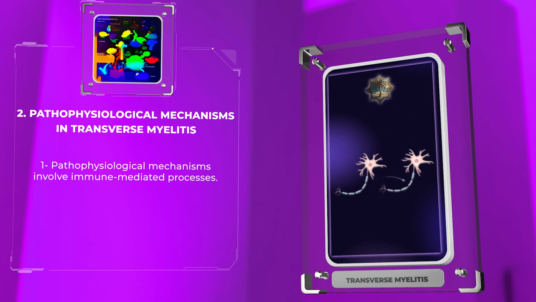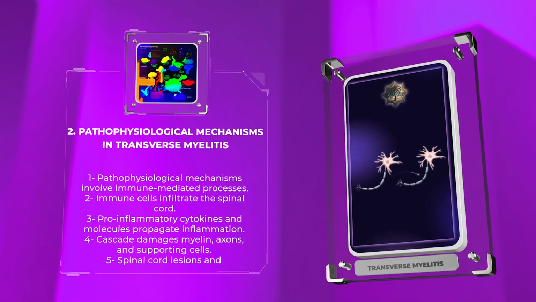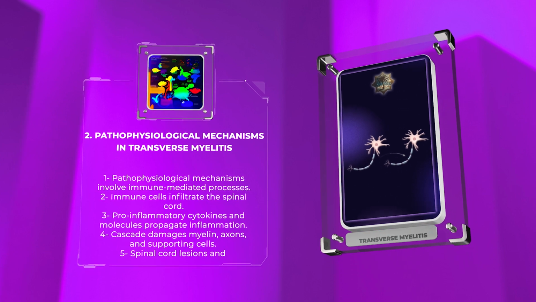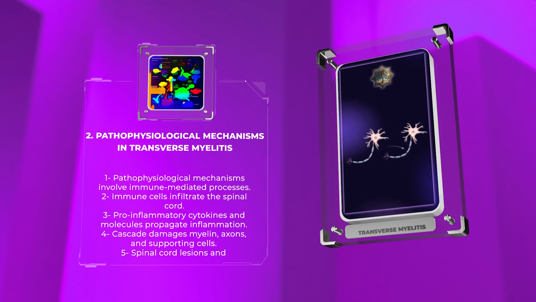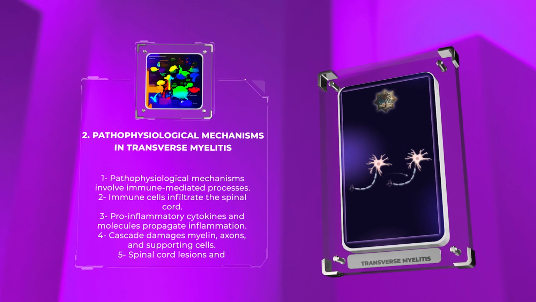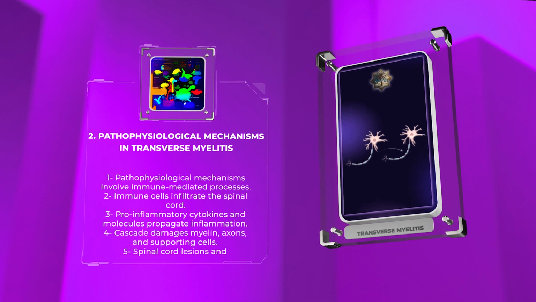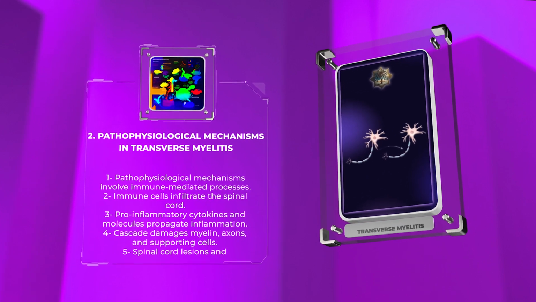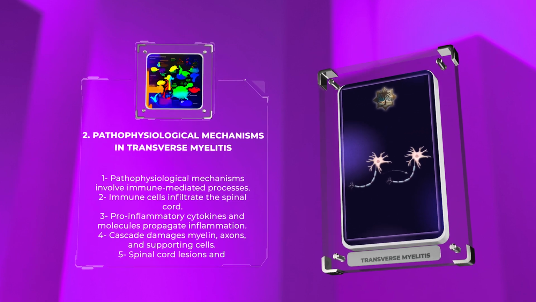The pathophysiological mechanisms underlying transverse myelitis involve a complex interplay of immune-mediated processes, including both innate and adaptive immune responses. The initial trigger for the inflammation in most cases remains unclear, but potential causes include viral or bacterial infections, autoimmune disorders, and demyelinating diseases. Upon activation, immune cells infiltrate the spinal cord, releasing pro-inflammatory cytokines, chemokines, and other molecules that further propagate the inflammatory response.